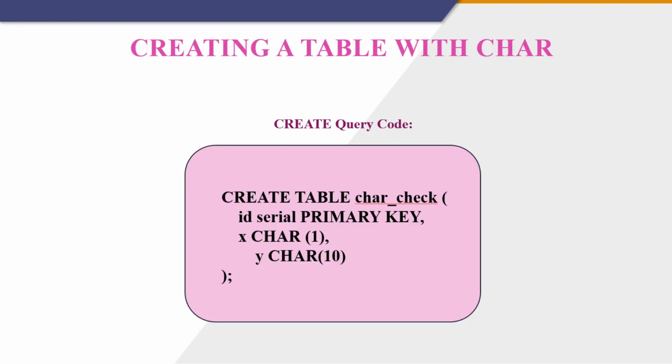Let's take a look at some of the practical examples of using the char data type in PostgreSQL to better understand the concept and how this data type works. We will create a table with char data type. We write char check table with 2 columns. X is a fixed-length character column with a length of 1, and Y is a fixed-length character column with a length of 10. So here is the create script.